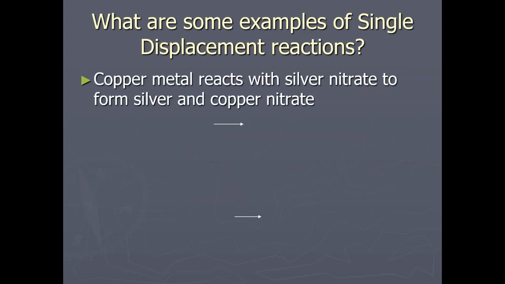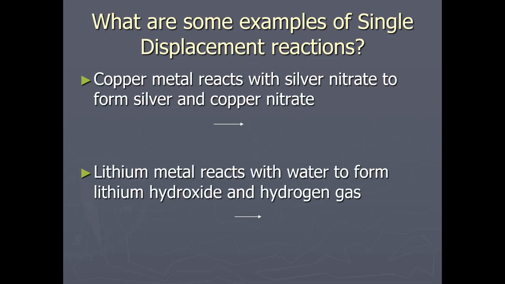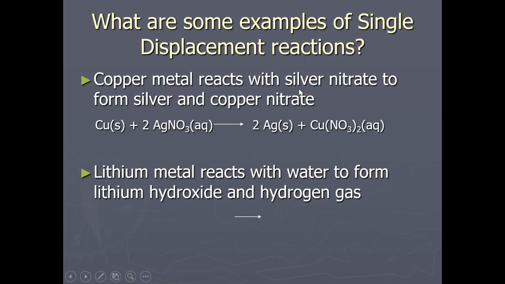So what are some examples? We have copper metal reacts with silver nitrate to form silver and copper nitrate. We have lithium metal reacts with water to form lithium hydroxide and hydrogen gas. So we have copper all by itself, and we find it on our activity series. And then we have silver with the couple. We notice that silver is below copper on the list, which means copper is going to displace it and create copper 2 nitrate, while silver is then going to be by itself.